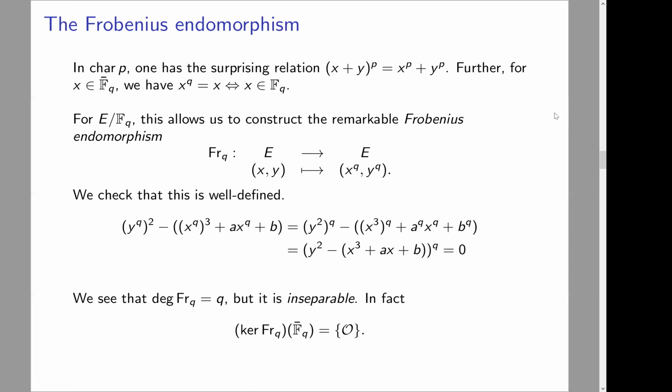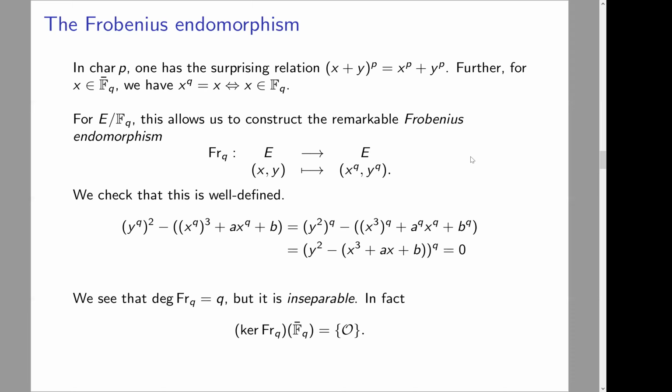So, armed with this, we are able to construct a new isogeny, a new endomorphism of an elliptic curve E over Fq. We define the so-called Frobenius endomorphism, Fr_q, mapping from an elliptic curve to itself. And what are the coordinate functions? They are (x, y) maps to (x^q, y^q). So it just raises each coordinate to the power of q.